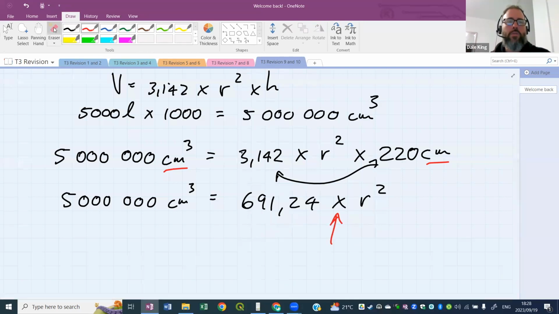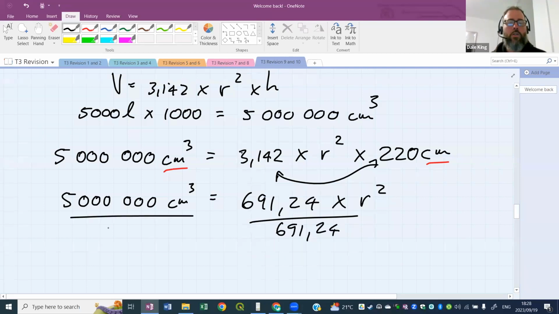So we will do the opposite operation, or the inverse operation. We'll have to pry it off and flick it off by doing the inverse operation. The inverse of multiply is divide. So divide by 691,24. But what you do on the right-hand side, you also got to do on the left-hand side. So dividing by 691,24 there and there cancels it off on the right-hand side.